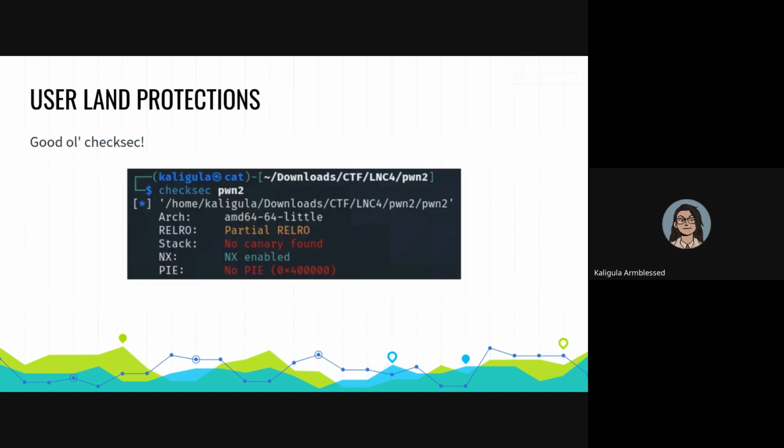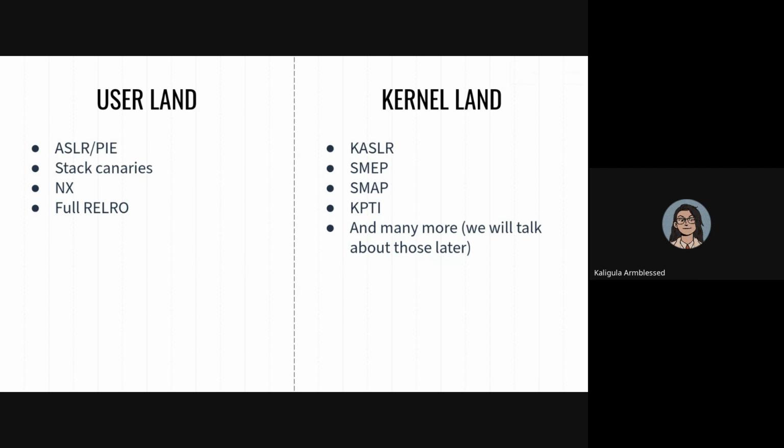So let's talk about some protections. In userland, we have checksec, and checksec will tell us if certain protections are enabled or not. For example, the stack can have a stack canary, there can be NX, there can be ASLR, there can be full RELRO and stuff like that. So in userland, these are the protections that we see.